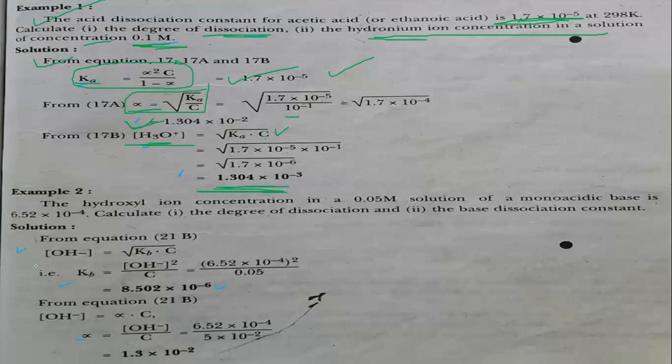In the same way, you can find the concentration of OH- ion. See, the hydroxide ion concentration is 0.05. This is a monoacidic base since it takes only one proton. Calculate alpha, the degree of dissociation, and the base dissociation constant. You have to find Kb and alpha.